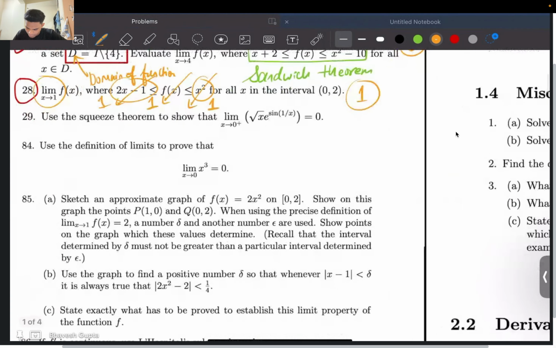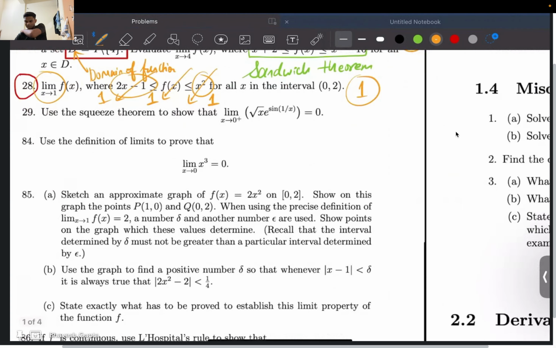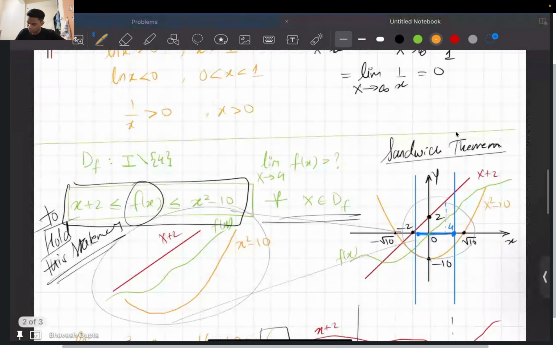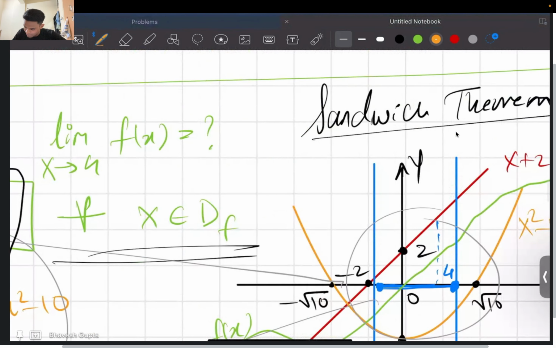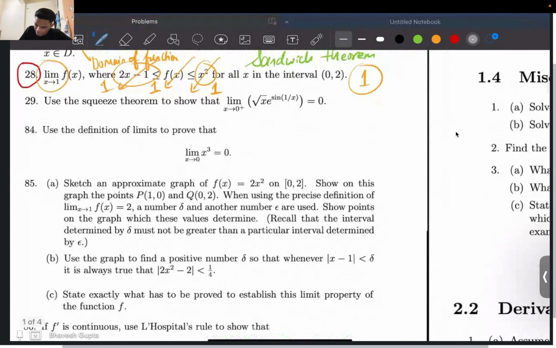Now we'll go to the next question. By the way, some books write the sandwich theorem as the squeeze theorem. They are the same thing, not different. So it is also called the squeeze theorem. For example, the question from which I have taken this has used the term squeeze theorem. But they are the same thing, sandwich and squeeze.